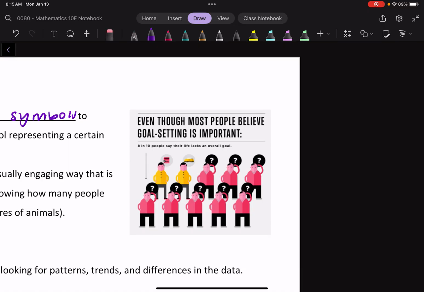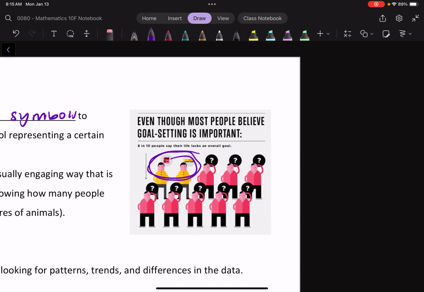Now in a pictogram, I have some symbol or some picture, and I'm trying to answer: even though most people believe goal setting is important, only 2 in 10 people say their life lacks an overall goal. So 2 in 10 people, I can see there's 10 people drawn here, and it says 2 in 10 people, so only 2 people are colored in a different way. When we take a look at this, I can very clearly see that I've got 2 out of 10.